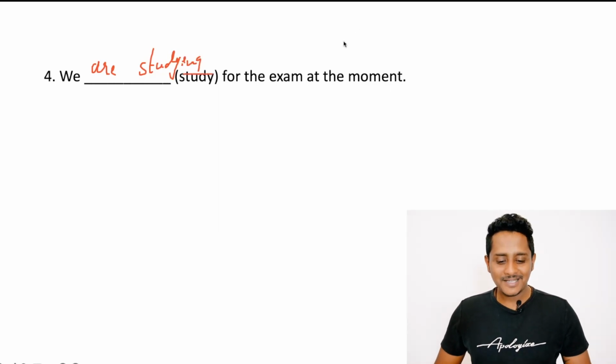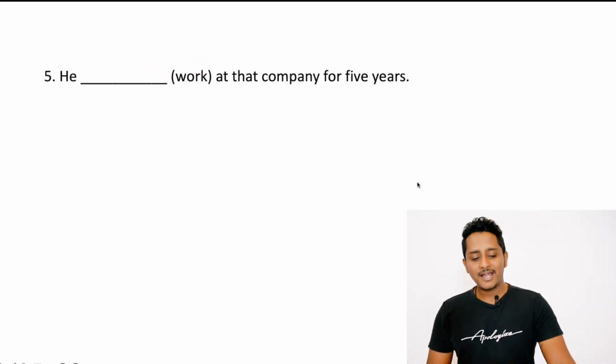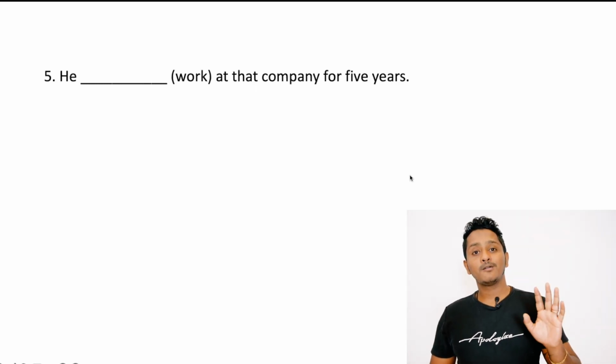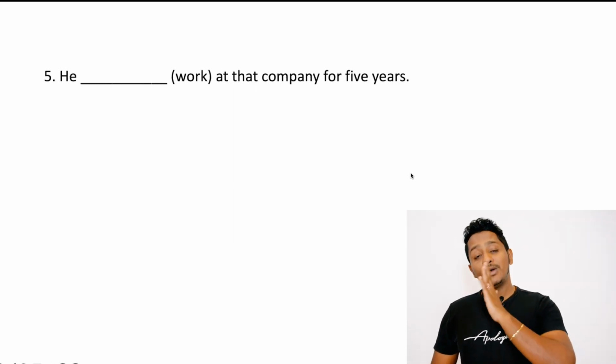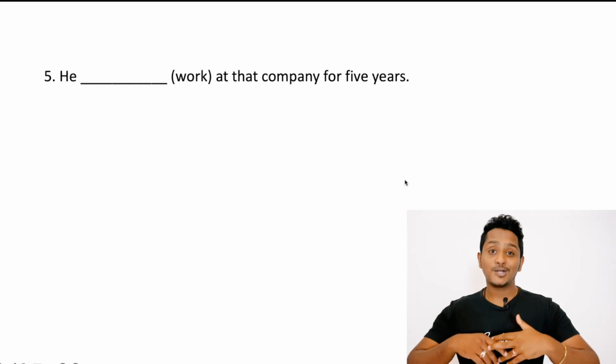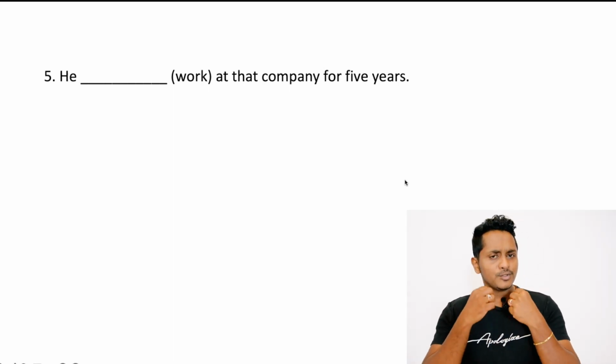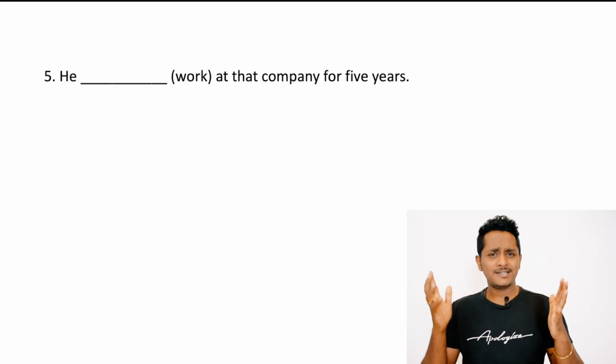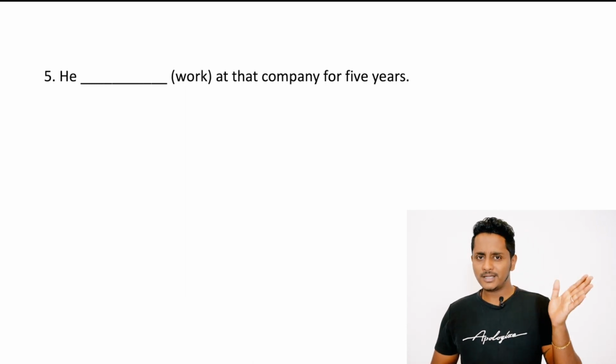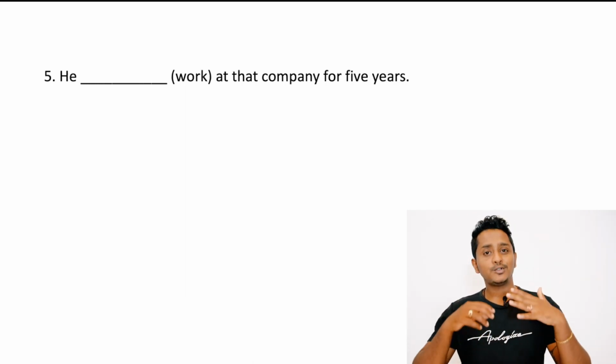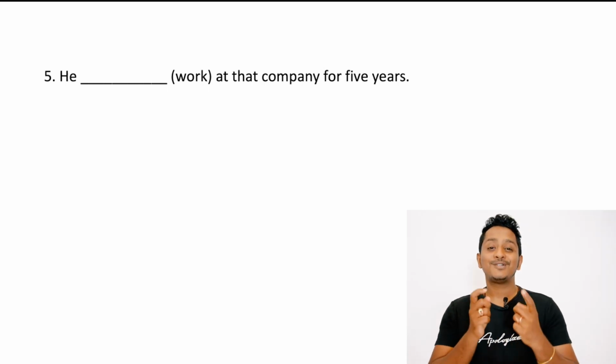Simple enough, easy peasy. We will move to the fifth one. He dash at the company for 5 years. So now for 5 years he worked. He worked is past tense, but now you are talking about your experience. Whenever you talk about your experience, I have visited London 5 times. I have taught English in the school. When you talk about your experience, always use present perfect tense.